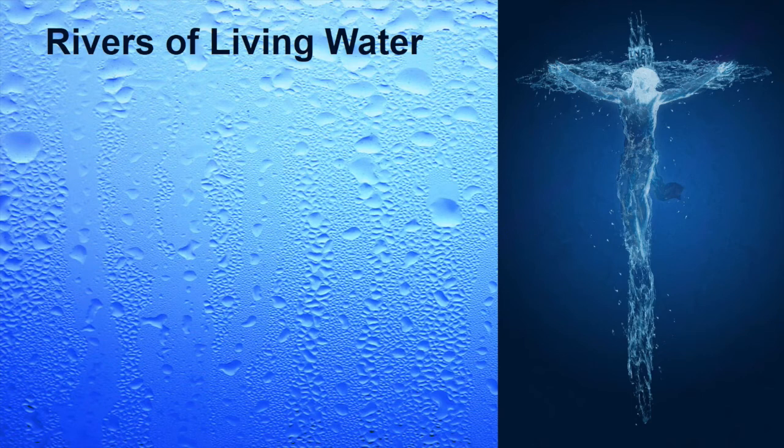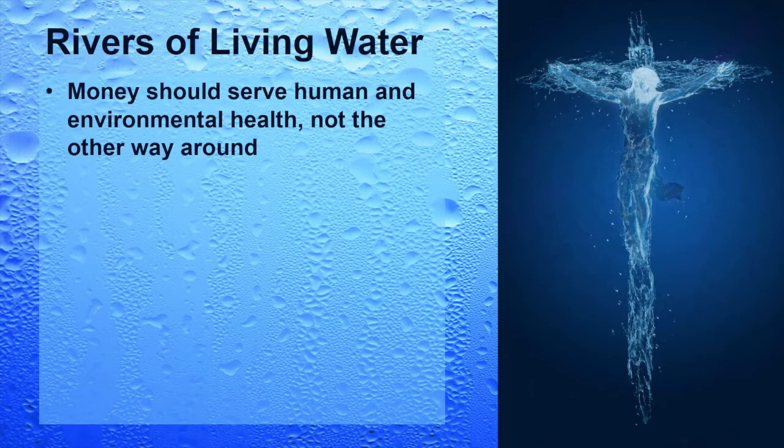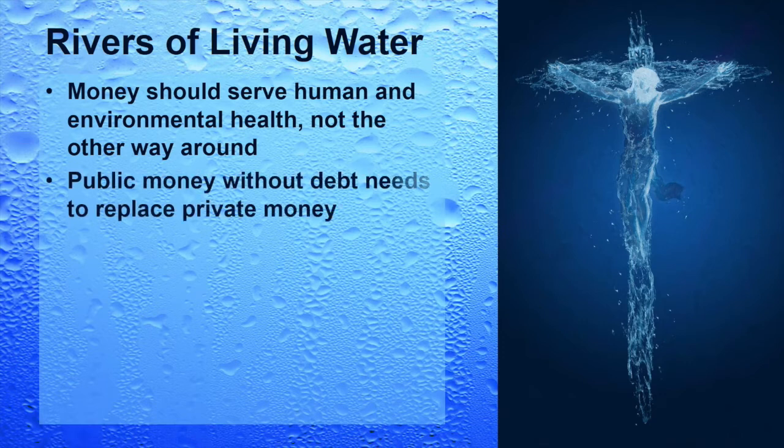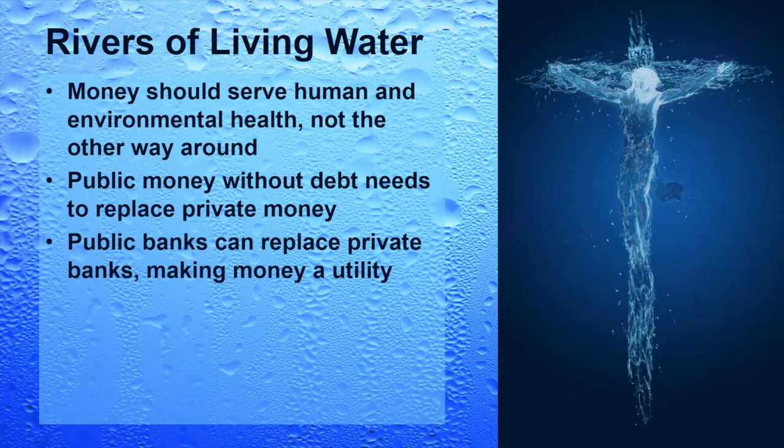How do we create rivers of living water so that people and nature all over this beautiful earth can have what they need? Money needs to serve human and environmental health and not the other way around. Public money without debt needs to replace private money in our economic system. Public banks are a good first step in this regard because they can replace private banks and make money more like a public utility and less like a profit center for people that already have lots of it.